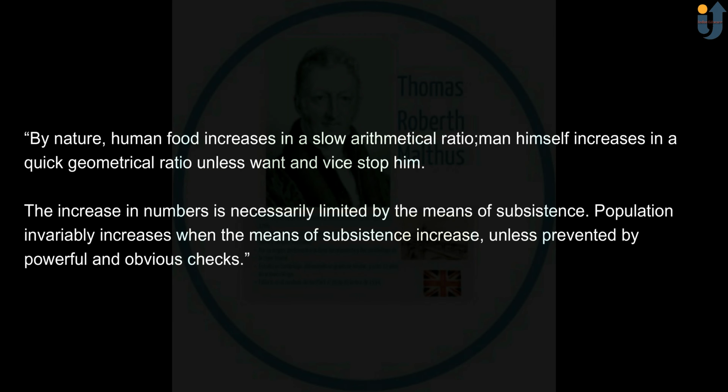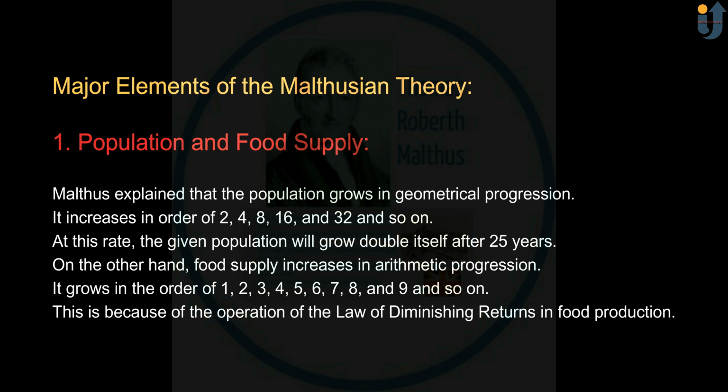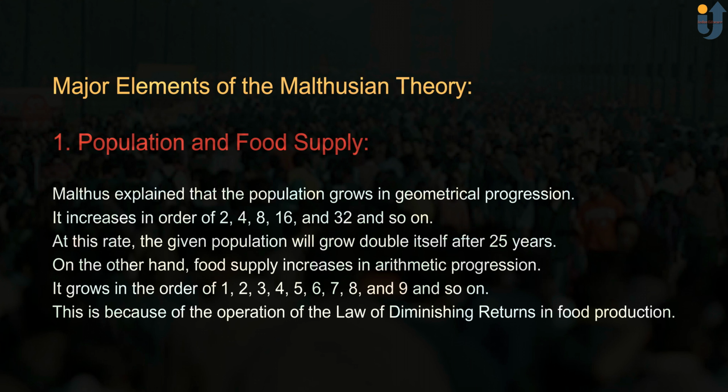Let's see the major elements of Malthusian theory. The first, population and food supply. Malthus explained that the population grows in geometrical progression. It increases in order of 2, 4, 8, 16, and 32, and so on. At this rate, the given population will double itself after 25 years.